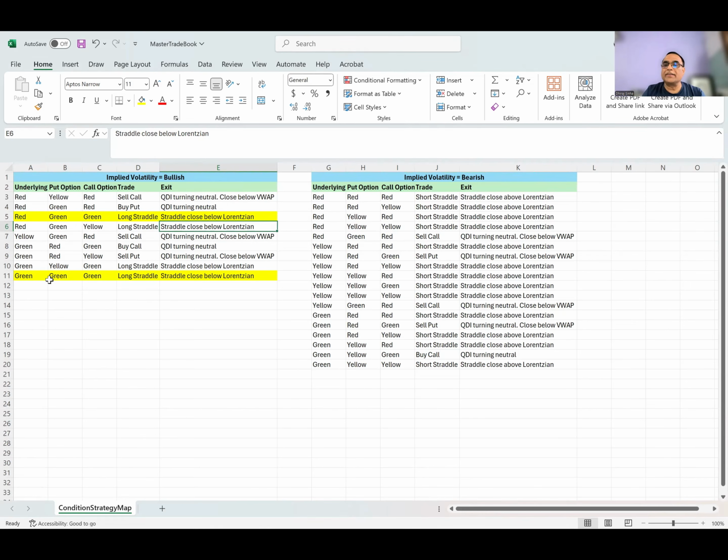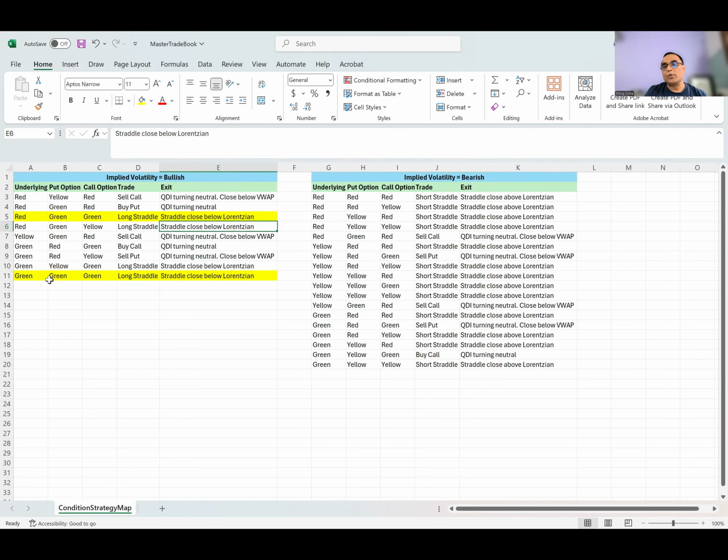So once I take a trade, I only look at the chart of the trade taken. If I have taken a long straddle or a short straddle, I will look at the straddle chart. If I have taken a long put or a short put, I will look at only the put option chart, and similarly the call option chart. This entire thing I do before taking the trade.